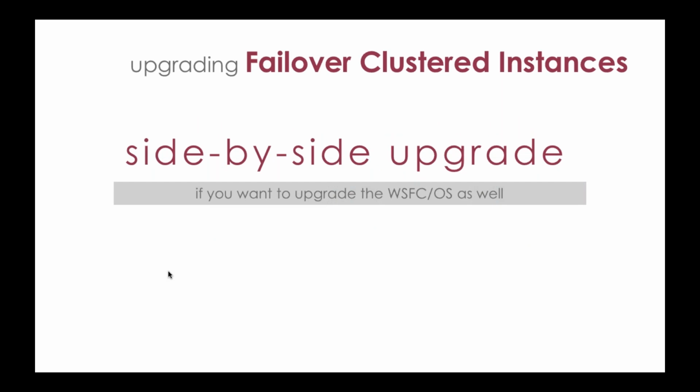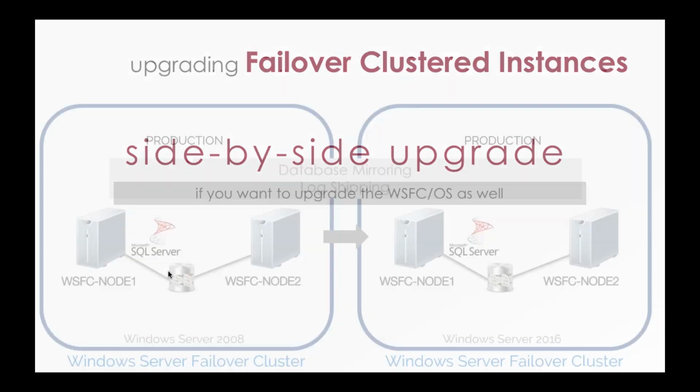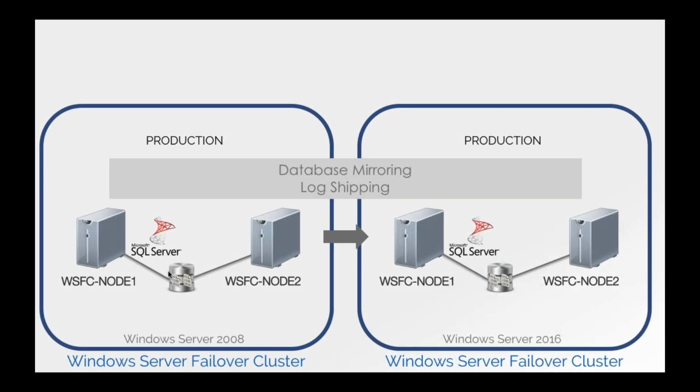As I mentioned, I'm not a big fan of in-place upgrade for the operating system, and that's why I've always recommended side-by-side upgrades, even so if you decide to upgrade the operating system as well. And so when you look at these two images, you've got a 2008 failover cluster in your production environment. Well, they're both in production environment. You can have two failover clustered instances, and you can configure database mirroring or log shipping, right? When you want to upgrade your failover clustered instances.